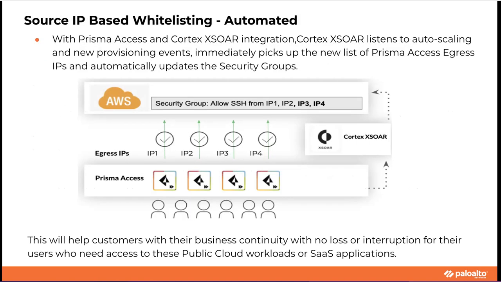If you're using Cortex XSOAR, you can automate the source IP-based whitelisting process. With the Prisma Access and Cortex XSOAR integration, Cortex XSOAR listens to the auto-scaling and new provisioning events, and it immediately picks up the new list of Prisma Access egress IPs and automatically updates the firewall rules in GCP, Google Cloud, or AWS, wherever you have hosted. And this helps you with business continuity, with no loss or interruption for the users who need access to the public cloud workloads or the SaaS applications.